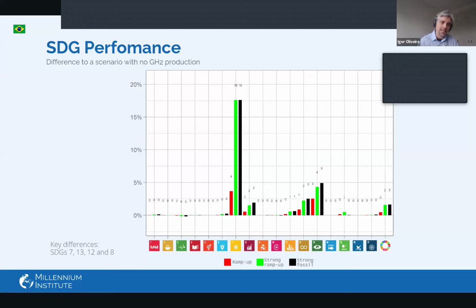And knowing that the performance of an SDG is based on the achievement of targets, which is measured by indicators. So there's a whole structure here in the SDG framework itself that defines how we can compute the SDG performance. So that's very important. And you see that green hydrogen makes the biggest difference in SDGs 7, 13, 12, and 8, right? Run this model, simulate the scenarios. We can see that these are the main differences that arise.